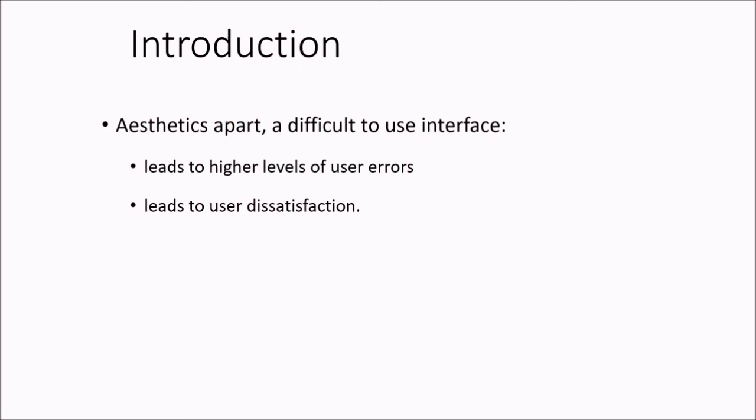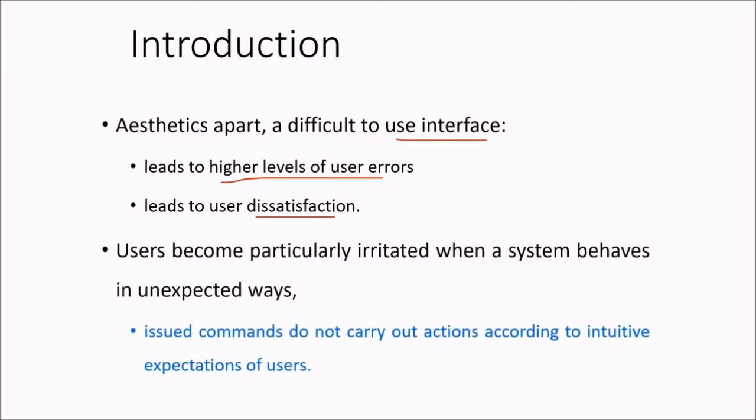Then the aesthetics part, that means the look and feel. A difficult to use interface will lead to high levels of user errors if users are not aware what is happening, or the interface is not user friendly. Then the users will be dissatisfied, and once they are dissatisfied, errors are going to happen, and they will become irritated also when the system behaves or results in some unexpected manner.